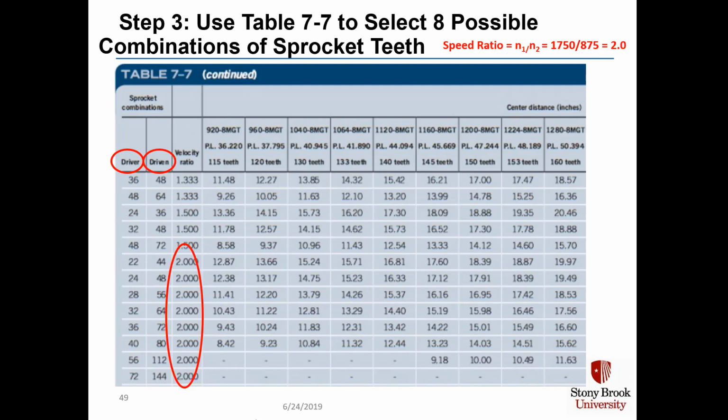We use table 7-7 to select 8 possible combinations of sprocket teeth. The reason we have 8 is that the speed ratio of N1 over N2 is 1750 over 875, which is 2. And in the lower left corner, we find 8 different combinations of driver and driven sprockets that have a speed ratio of 2.